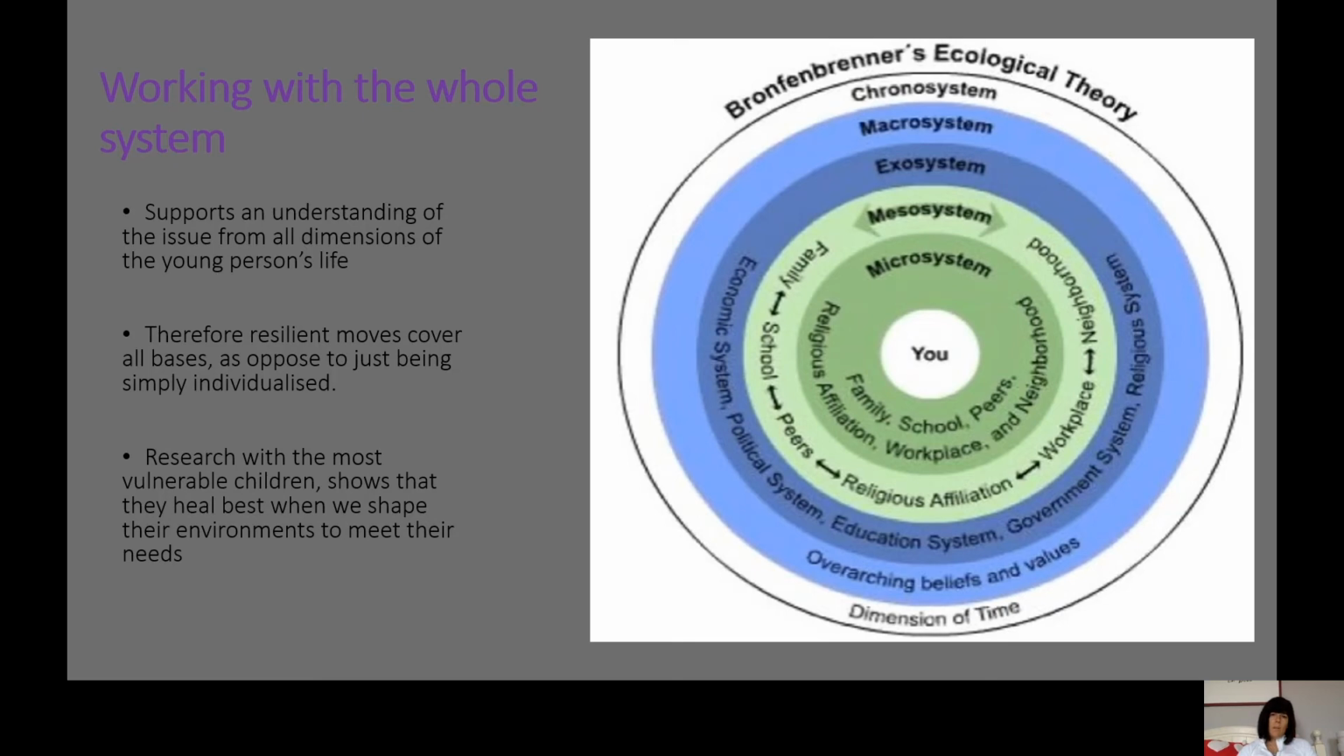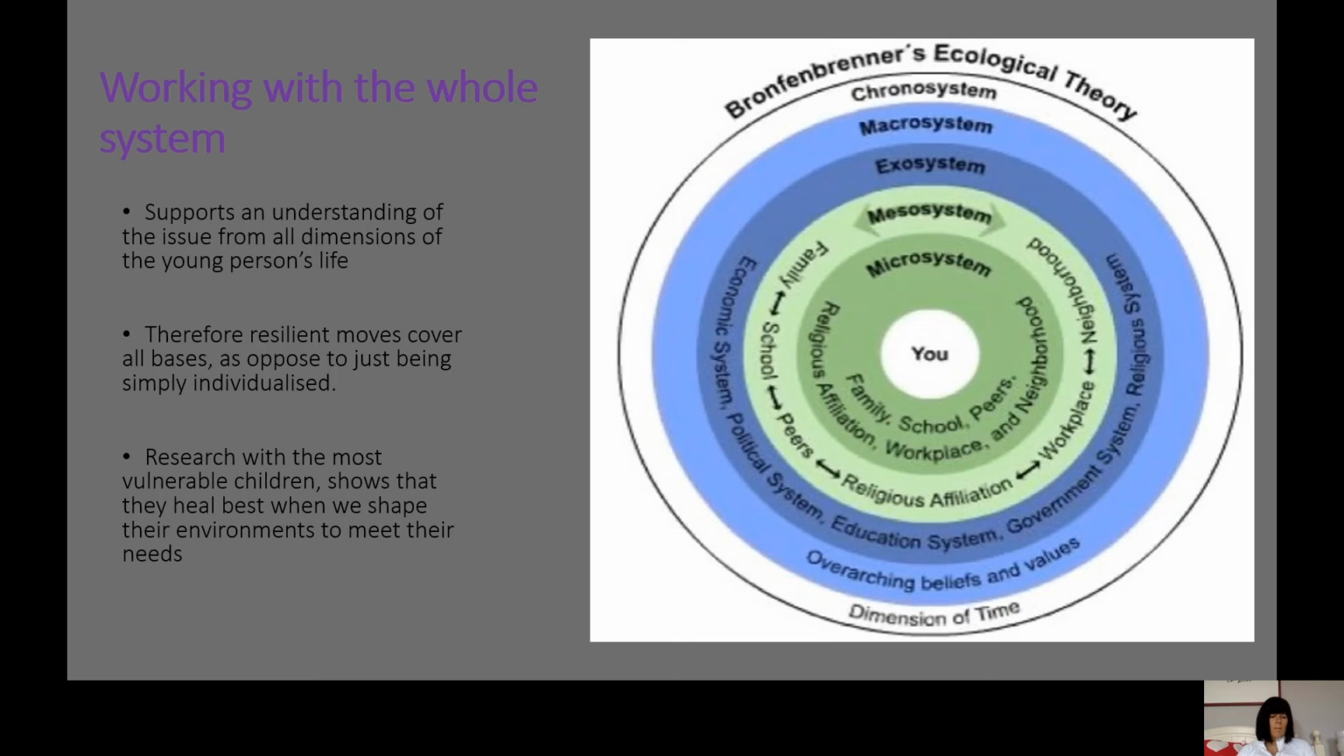So if we look at this model then, the first layer is the microsystem, and this is the child's immediate environment: their family, schools, peers, the neighbourhood, any religious affiliations, and you've got the child or young person there at the centre. Then you've got the mesosystem, which is the different parts of the child's immediate environment interacting together. So how the family, like parents, come in to interact with the school, and then you've got the workplace and the neighbourhood there.